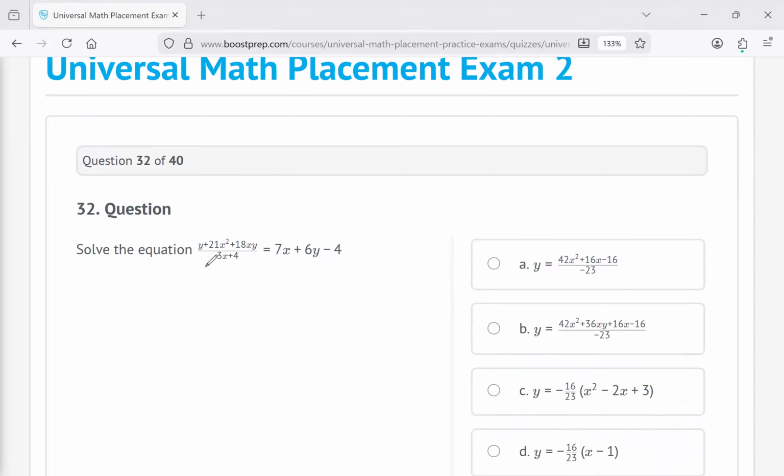Okay, over here, I want to solve for y. Because there's only two sides, the left and the right, I can definitely cross multiply. So that's what I'm going to do. This has an invisible one, so what's one times this? It's just itself, so y plus 21.